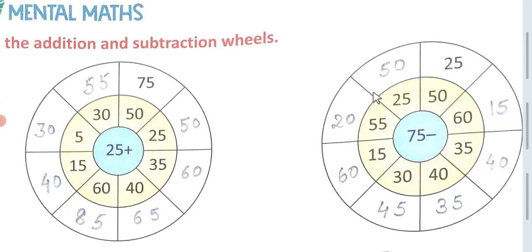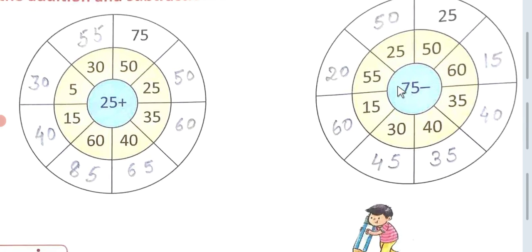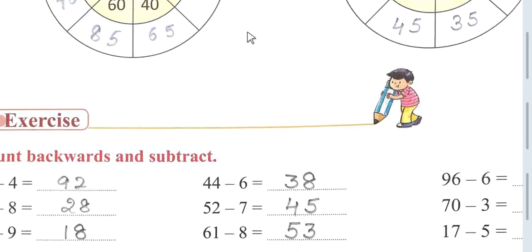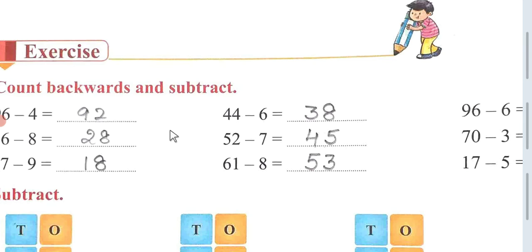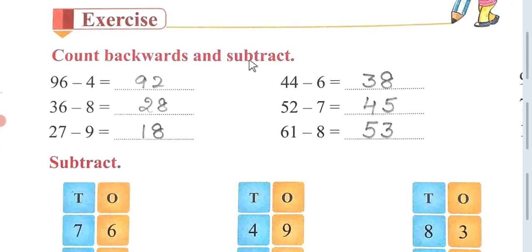75 minus 55 is 20 and 75 minus 25 is 50. So I hope that you have understood. I have done it for you. Please do it in your books. So now see the exercise.